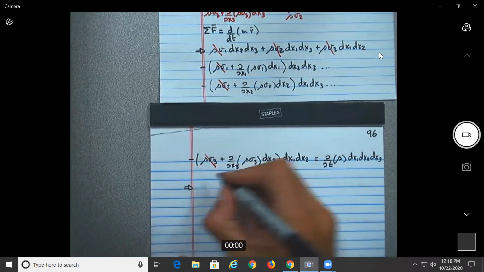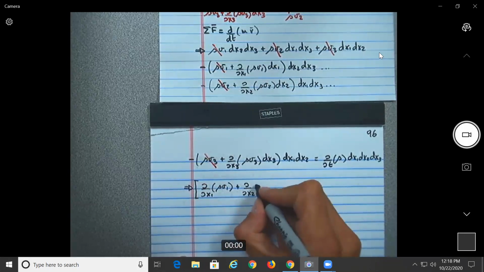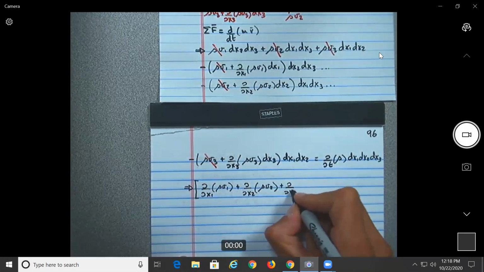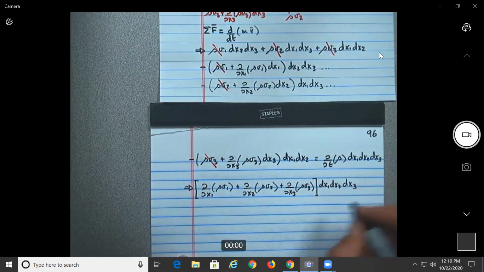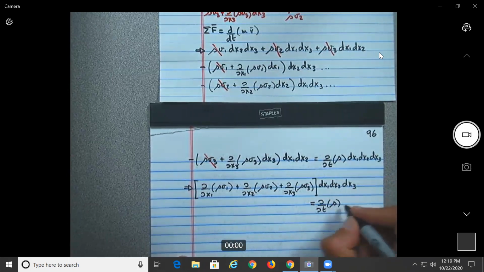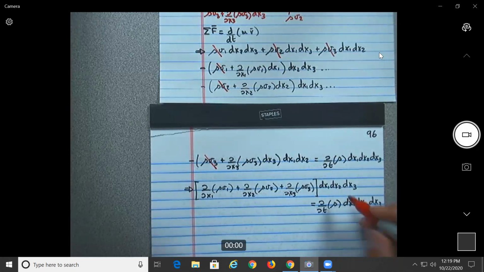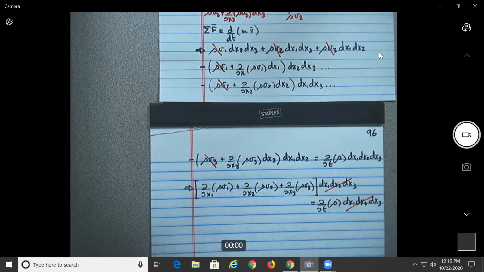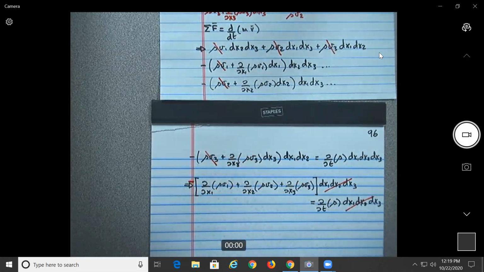Okay, so really, this would be equal to what? We simplify, we're going to have partial x1 of rho v1, plus partial x2 of rho v2, plus partial derivative of x3 of rho v3, dx1, dx2, dx3 will be equal to partial t of rho dx1 dx2 dx3. And actually I should put here a minus sign, sorry, because it should be a minus sign outside. I forgot the minus sign. Let me just rewrite it.